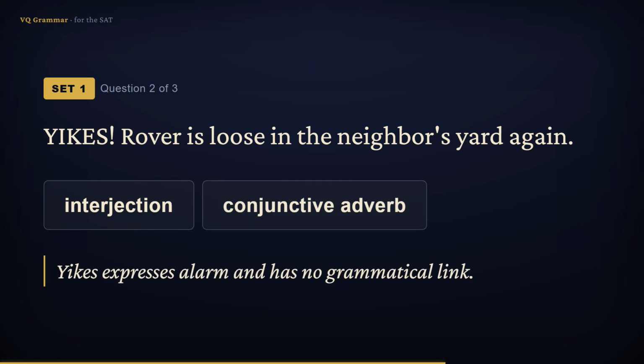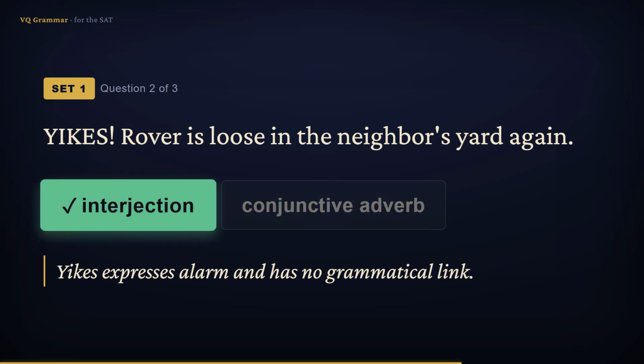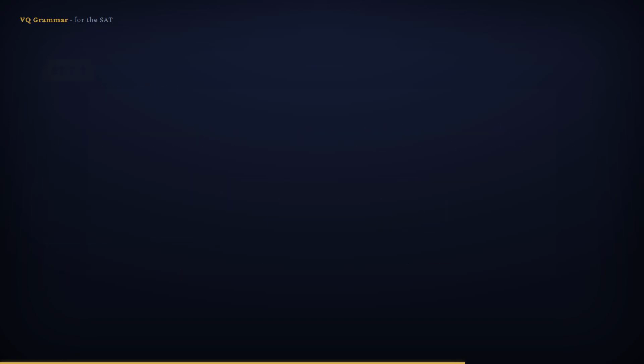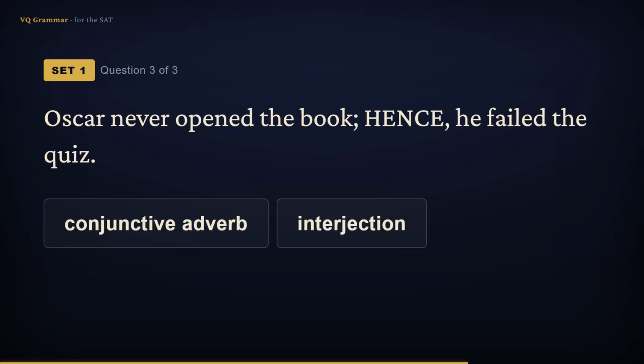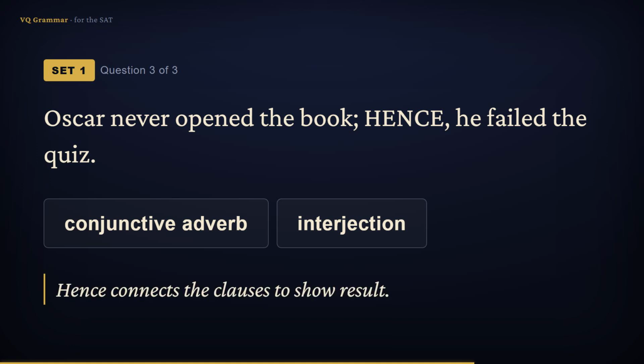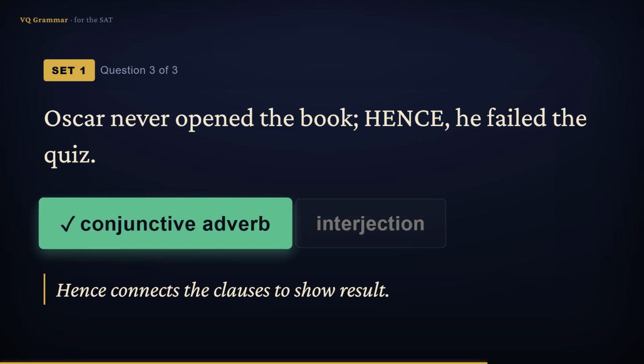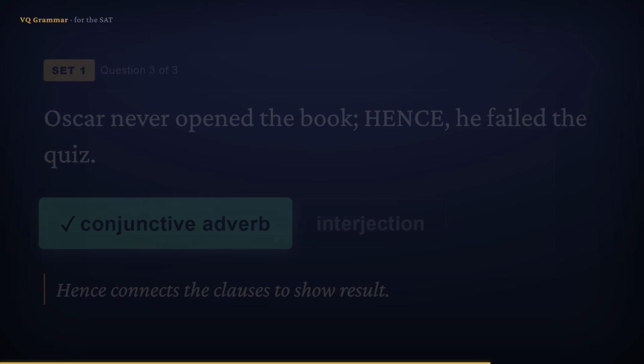Yikes! Rover is loose in the neighbor's yard again. Yikes bursts out with alarm and has no grammatical link. And there's the exclamation point. So the answer is interjection. Oscar never opened the book. Hence, he failed the quiz. Hence joins the two clauses to show a result. Semicolon before, comma after. So the answer is conjunctive adverb.